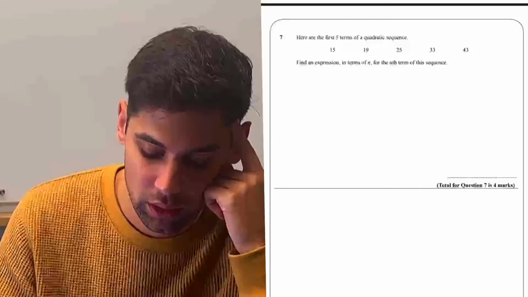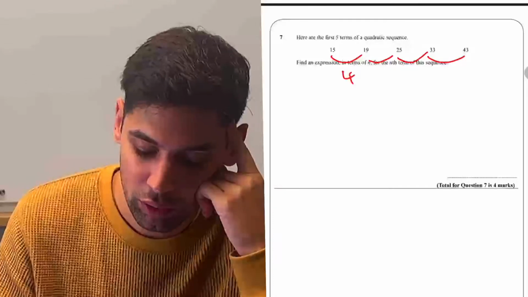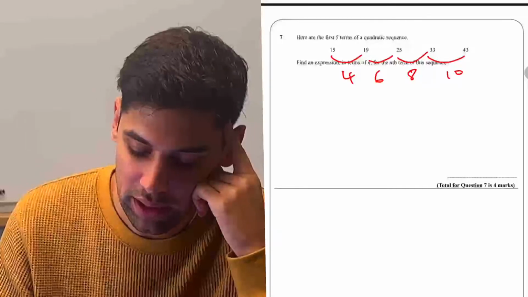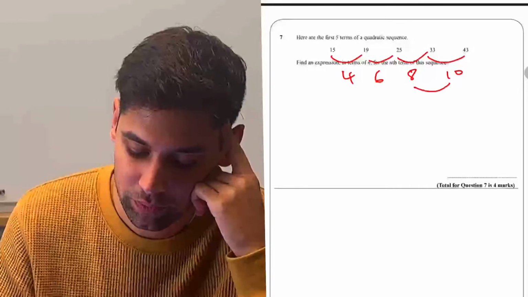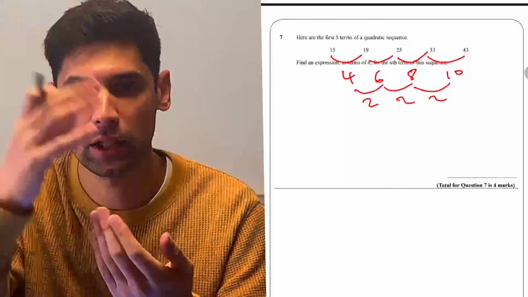So, what are our steps? Find the difference. As ever, any sequence, always finding the difference. 4, 6, 8, 10. Double difference: 2, 2, 2. Half that, and that's the coefficient of n squared.